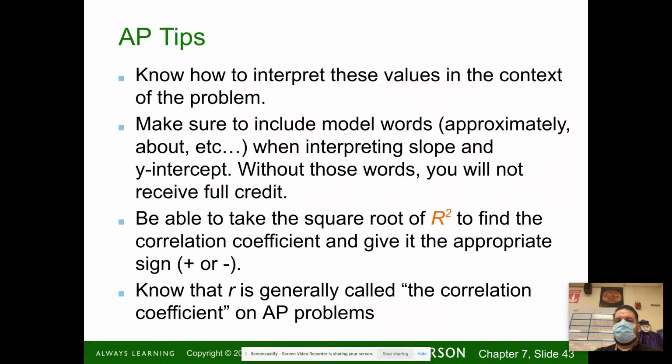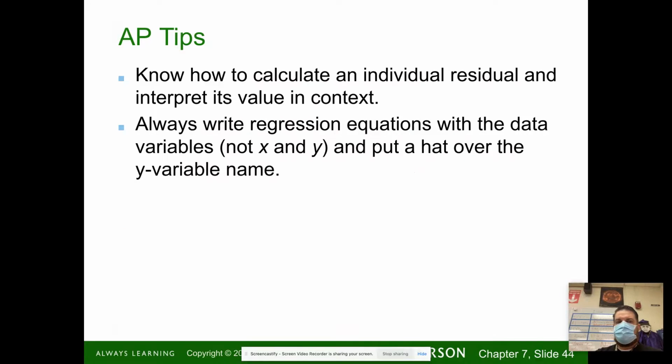Be able to take the square root of r squared to find the correlation coefficient r, and make sure you have the appropriate sign. Know that r is generally called the correlation coefficient on AP problems. So it's very highly likely that you'll get a problem where they'll give you the correlation coefficient, and then they may require you to know r squared. So you've got to know that the correlation coefficient is r, and you take that number and square it, and then you plug it in and finish the problem that way. So you really got to know this stuff.